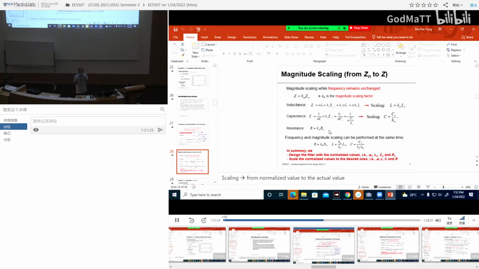But what are the values that you can use when you want to actually build this kind of filter? Certain values are easier than other values. So, if for example you want to build a filter on a chip using resistor and capacitor, there are certain constraints on how big the resistor can be and how big the capacitor can be. That's why you need to do some scaling here.